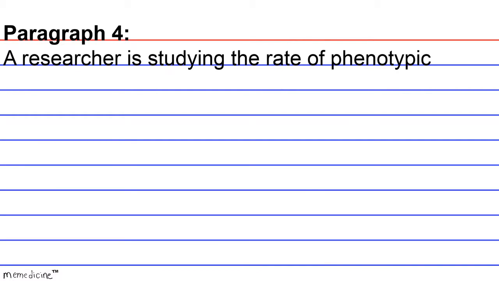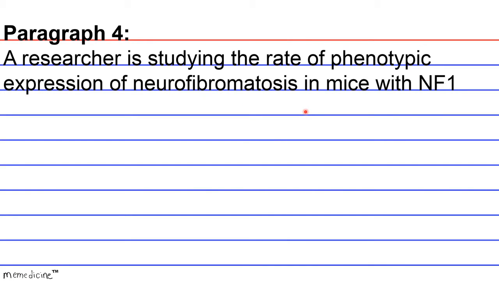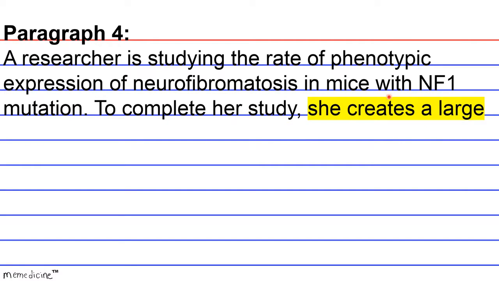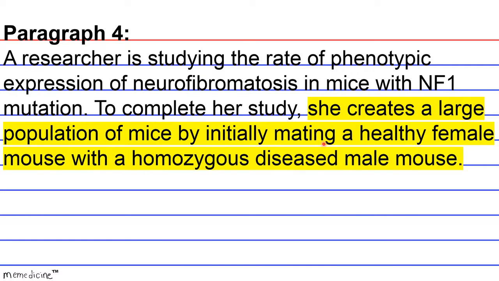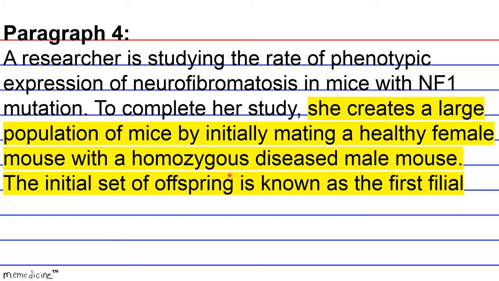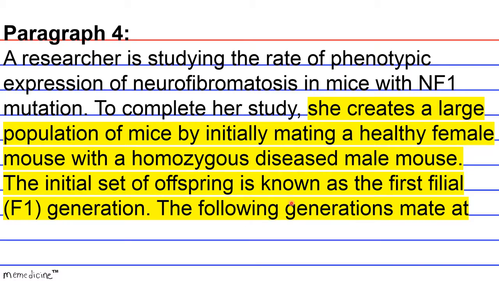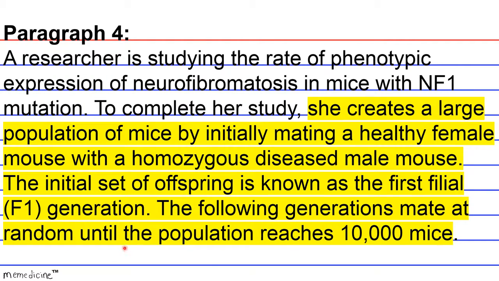Paragraph 4. A researcher is studying the rate of phenotypic expression of neurofibromatosis in mice with the NF1 mutation. To complete her study, she creates a large population of mice by initially mating a healthy female mouse with a homozygous diseased male mouse. The initial set of offspring is known as the first filial, or F1, generation. The following generations mate at random until the population reaches 10,000 mice.